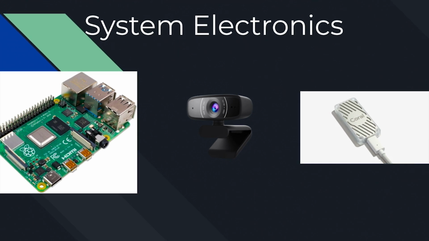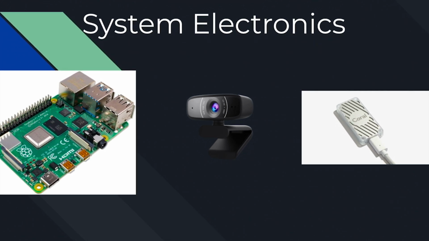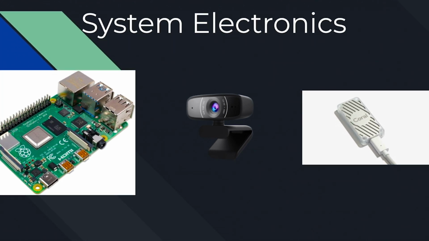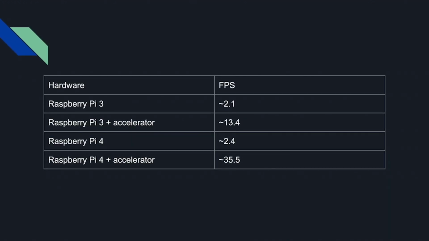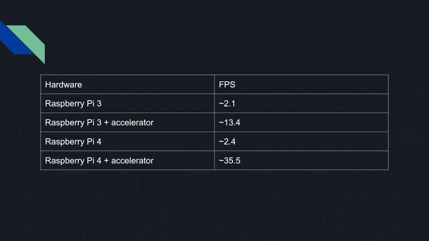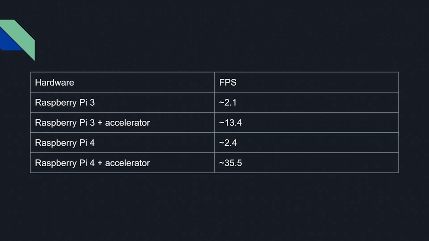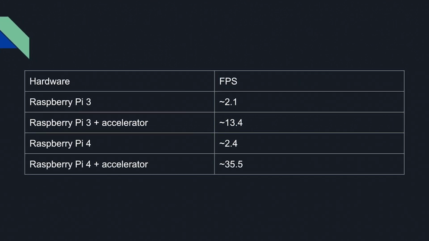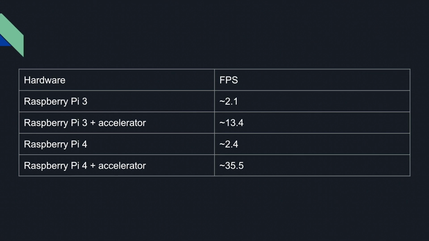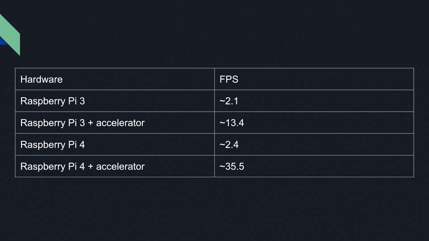Also a USB webcam, and what's important is a Coral USB accelerator. So basically looking at the table here, having a high enough FPS is really important to be able to identify something on the move. So that's why we need a Raspberry Pi 4 with the accelerator.